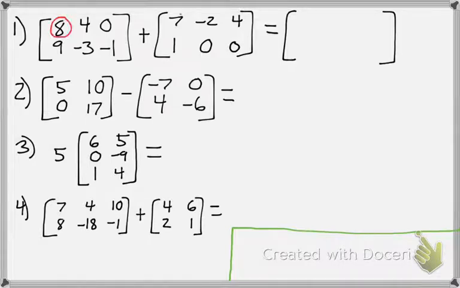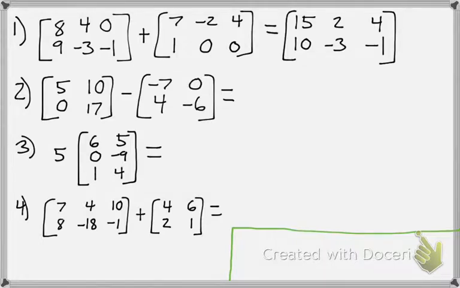So the 8 I want to add to the 7, and that'll get me 15. And then the 4 I want to add to the -2, and that'll get me 2, and then I'll have 4 and 10, -3, -1, and that'll be my answer.